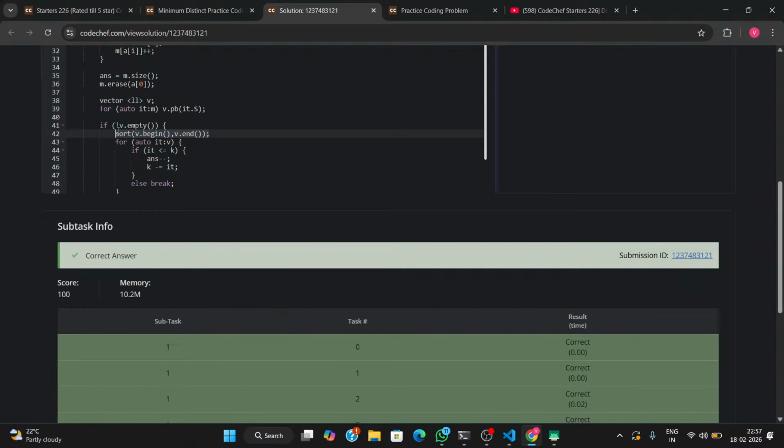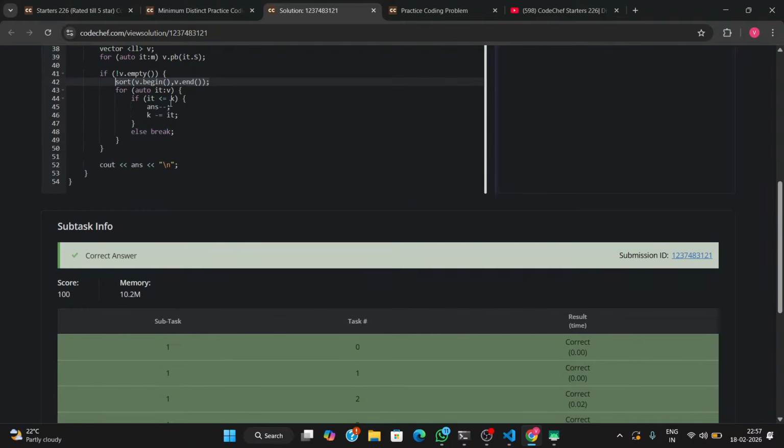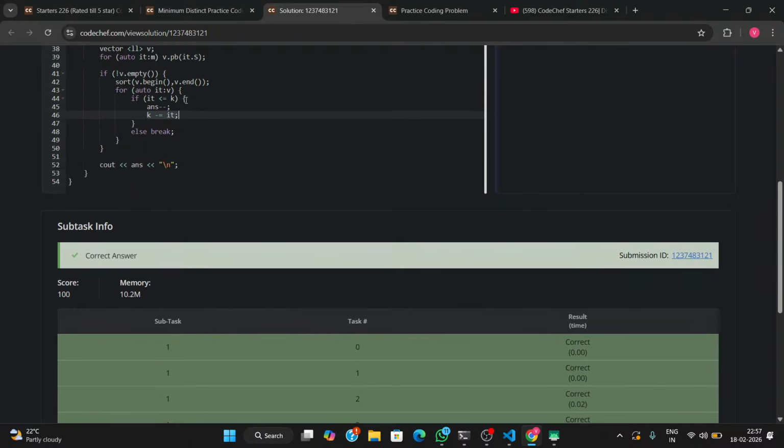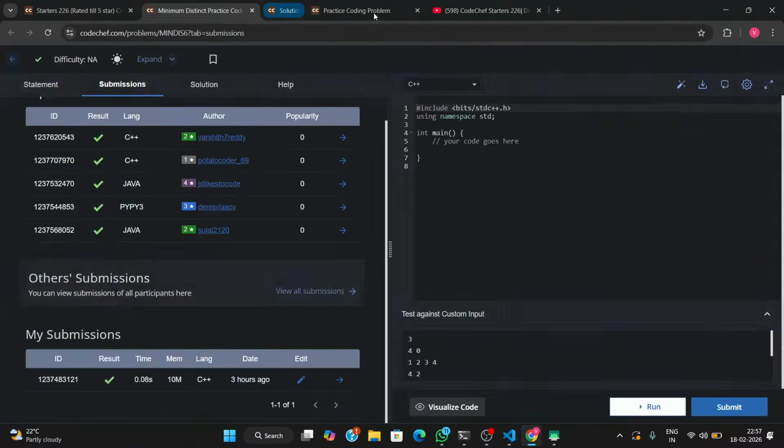So you will simply sort the number of occurrences, and if you can eliminate one particular element, what is it? It is the count of any element in increasing order. So if it is less than or equal to k, you can eliminate that element. That is, you will decrease your number of distinct elements by one, and it will require that number of operations, the number of occurrences. So you will decrease it from k, and whenever k is less than the required number, you will simply break, and that's the answer.